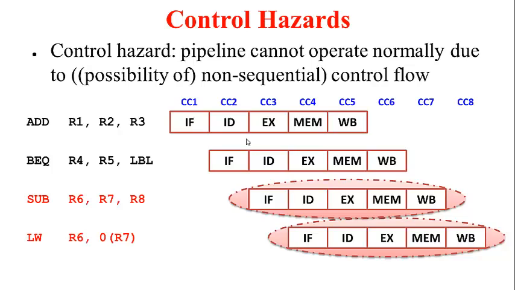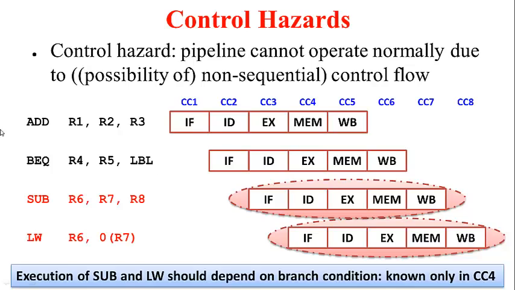This essentially means that the instructions sequentially following the branch equal should not potentially be entering the pipeline when the branch condition itself is not known. That is, the normal operation of the pipeline tells that this subtract instruction must be fetched in cycle number 3 and the load word instruction must be fetched in cycle number 4. This is not possible due to the control hazard. So intuitively, we feel that since the execution of the subtract and load word instruction should depend on the branch condition, which is known only by the end of clock cycle 4, they should not enter the pipeline before that.